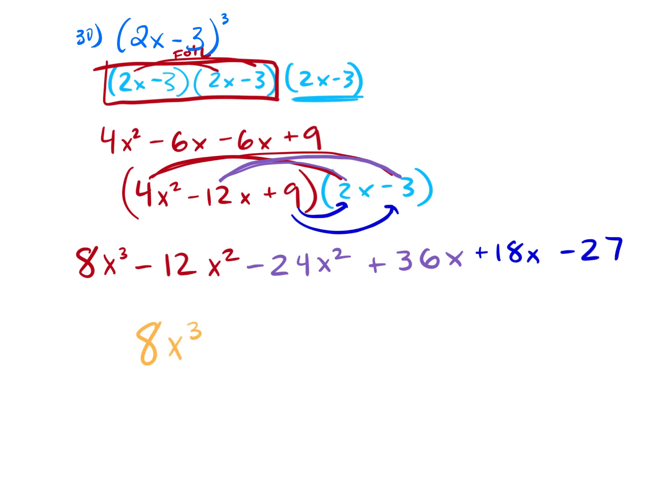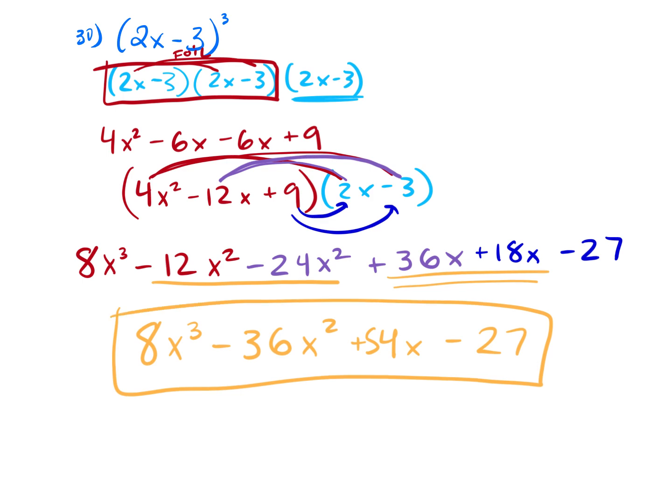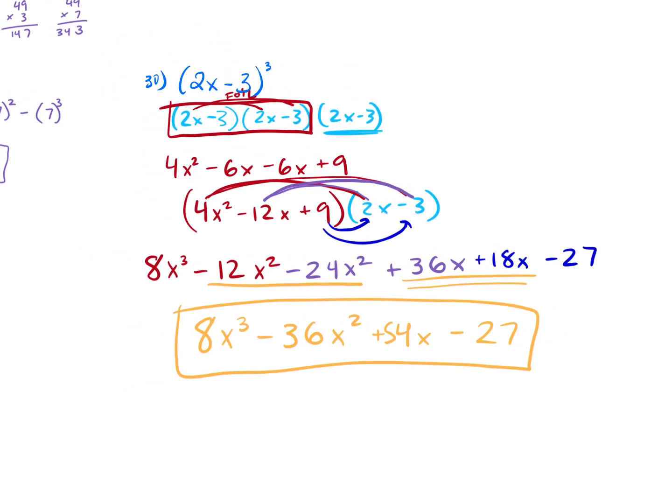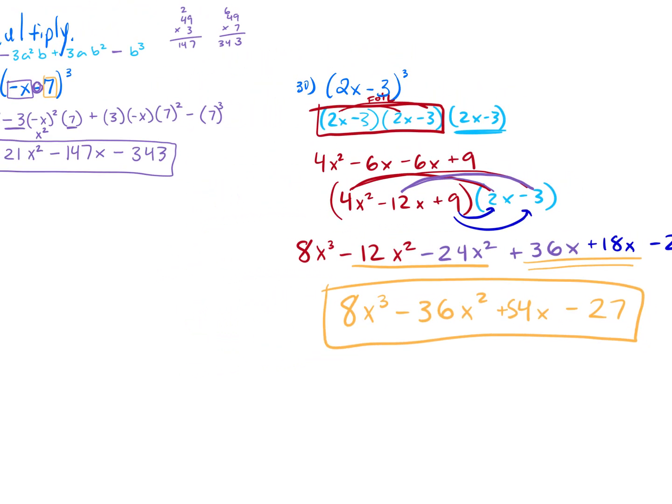We start with 8x cubed. When our squareds go together, that would be negative 36x squared. The x's go together, which would be 54x, minus 27. So you could do it the shortcut like we did in 29, or you could do it the long way. Just be careful with the math. Both ways there's a decent amount of multiplying, so just be careful.